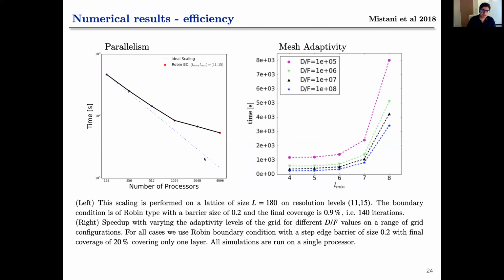Ideally, by doubling the resources, you would expect to get half the time, but that never happens because of communications. But the point is that up to a very high number of processors, you should get very good scaling here, and that's very good.